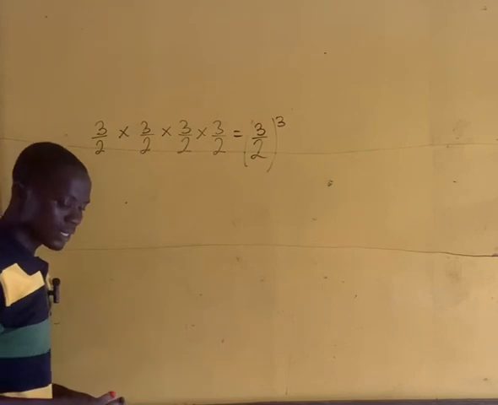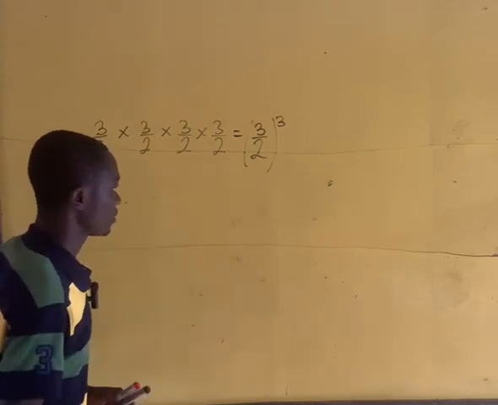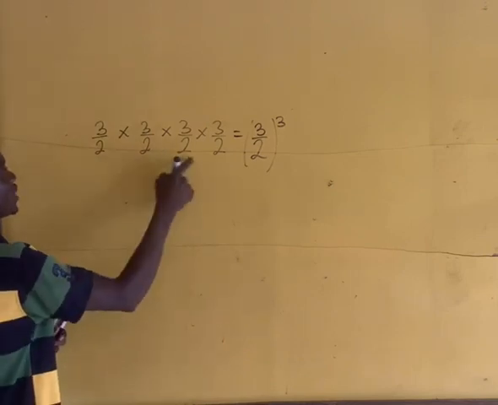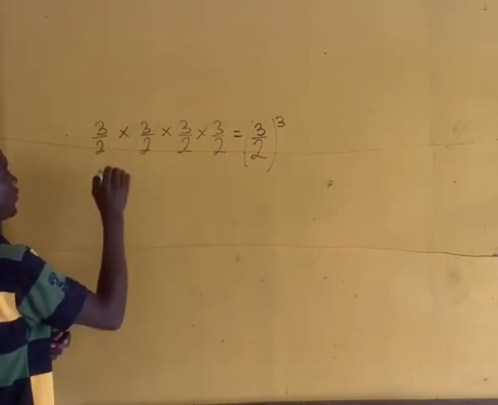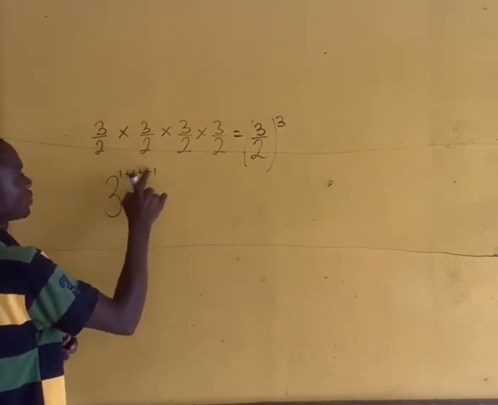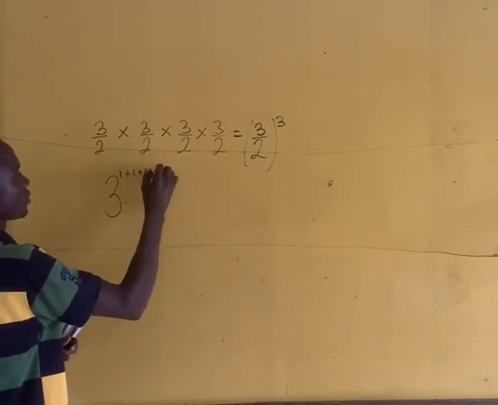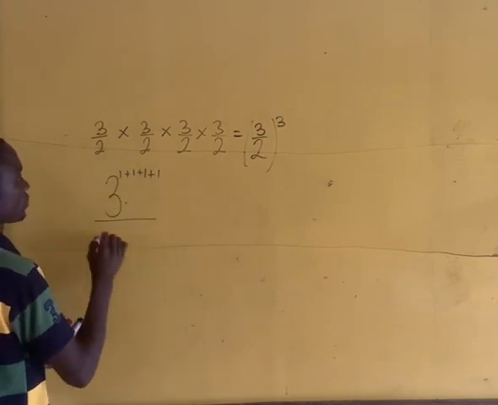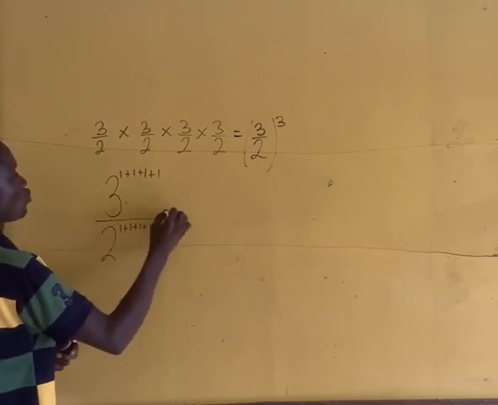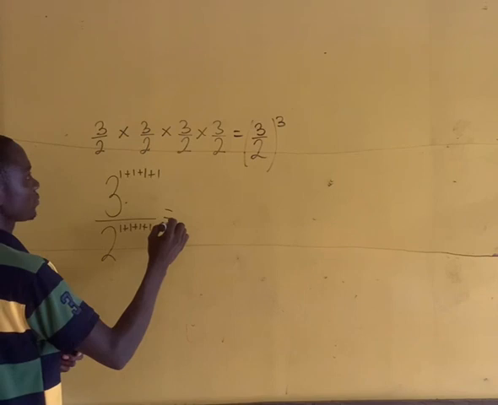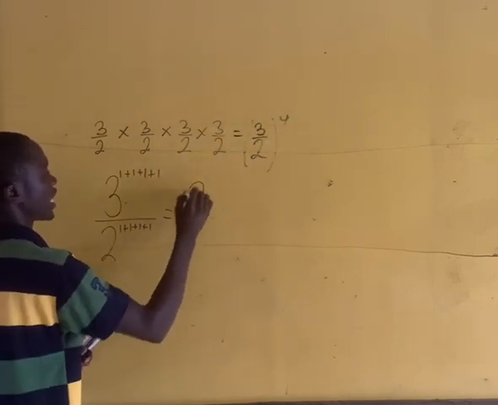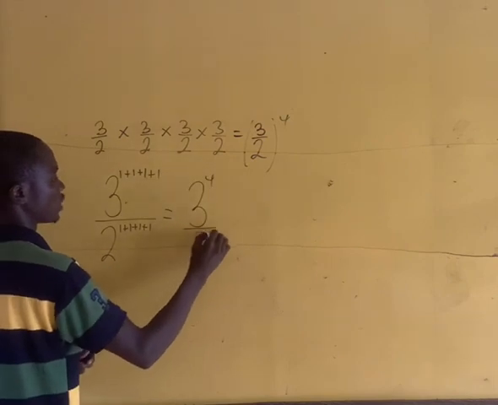Now, if we want to use the multiplication law, then this will give us 3 exponent 1 plus 1 plus 1 plus 1, 1, 2, 3, 4, divided by 2 exponent 1 plus 1 plus 1 plus 1, 1, 2, 3, 4. Which will give us... Oh, sorry. This is power 4, right now. Which will give us 3 exponent 4 divided by 2 exponent 4.